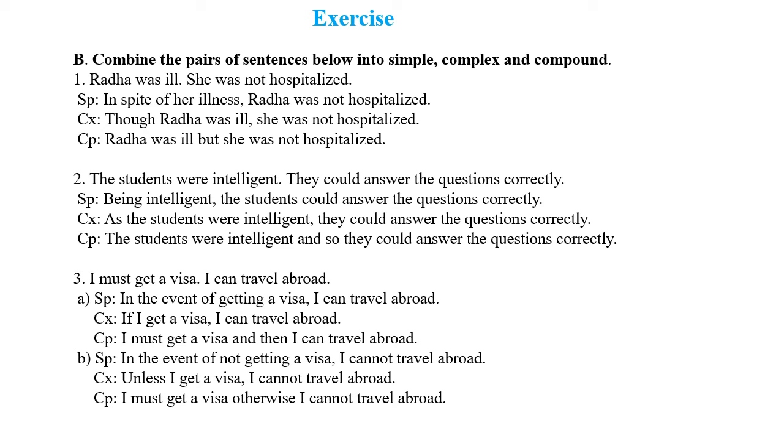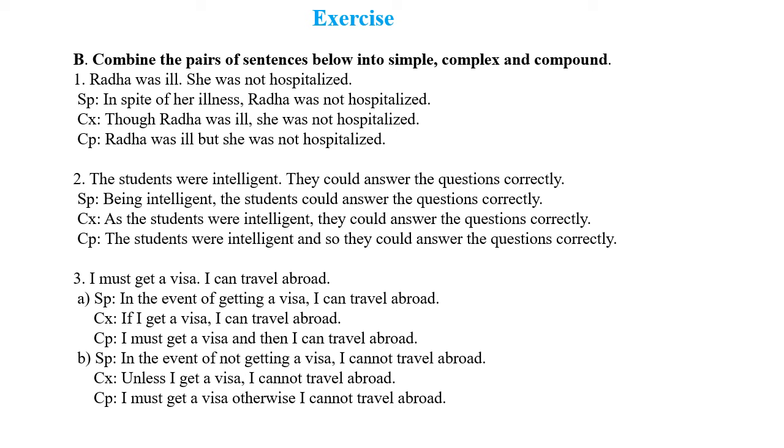Second sentence, the students were intelligent. They could answer the questions correctly. That is reason. As they were intelligent, they could answer. So if it is a reason, we can put as. There is a be form verb where we can use being for the simple sentence. Being intelligent, the students could answer the questions correctly. The subject should be there. So they is replaced by the students. We get a simple sentence. Being intelligent, the students could answer the questions correctly.